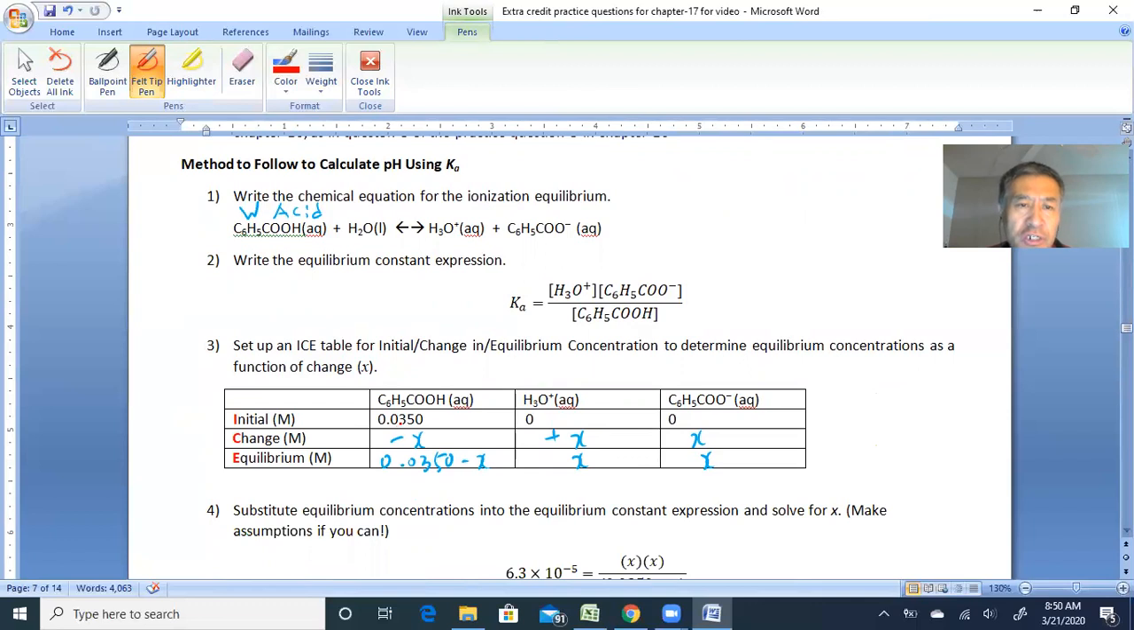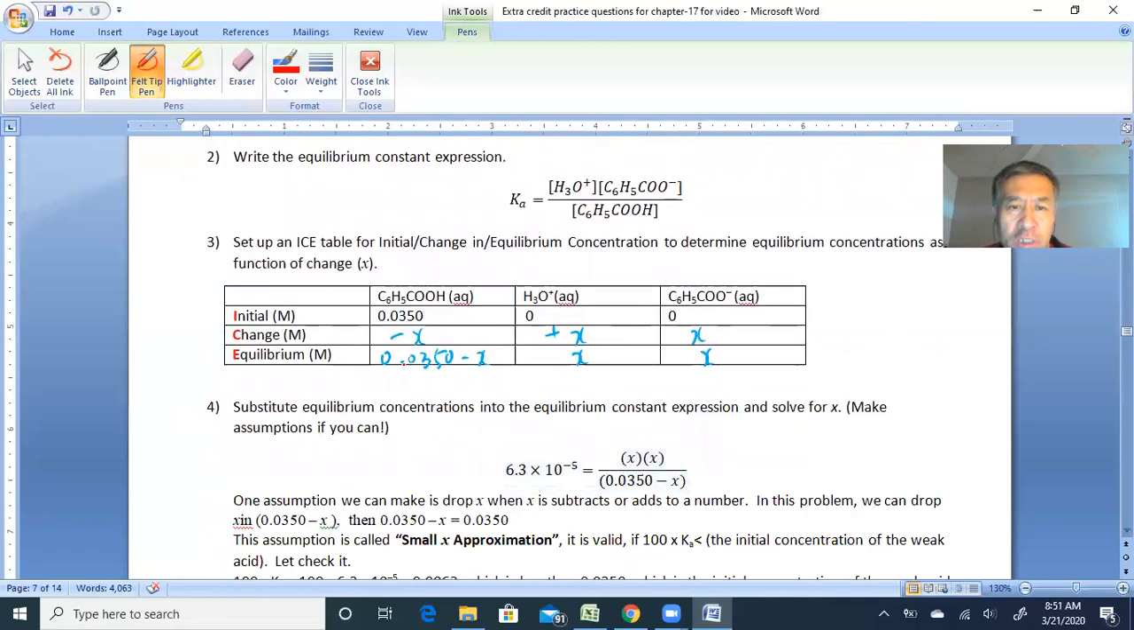So initial concentration of the weak acid is 0.0350. So this H3O+ is approximately 0, then this conjugate base, benzoate, is 0. Then the change, so we're shifting the equilibrium from left to right. Therefore, this is negative x, and the plus x, they are always in this way because the coefficients here are 1 and 1. So therefore, at equilibrium, 0.0350 minus x, and x, and x.